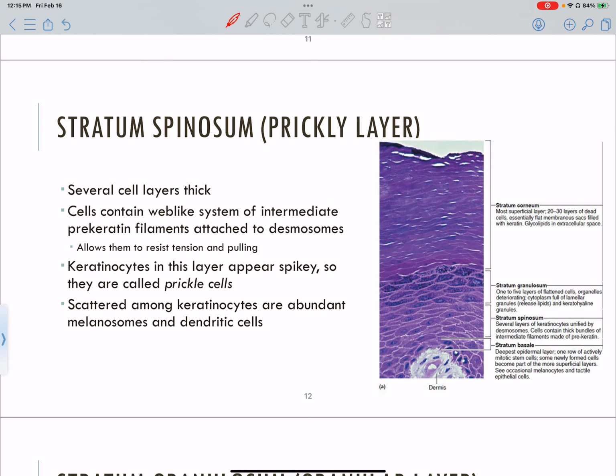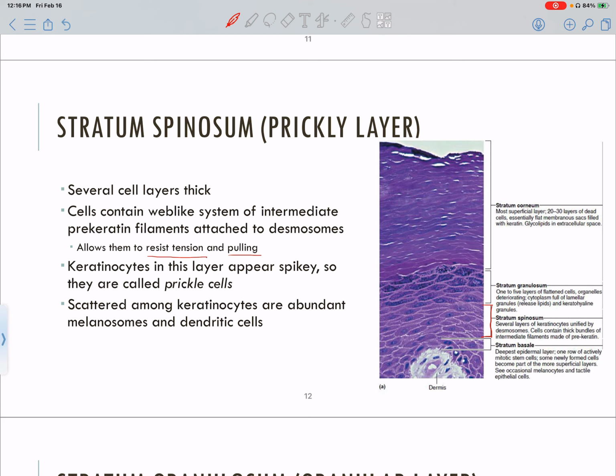The next layer, if we're going more superficially, is stratum spinosum. It's several layers thick compared to a single layer thick. So all the way right here would be our stratum spinosum. It contains a web-like system of intermediate prekeratin filaments. They are attached by desmosomes, which we talked about, and those allow for resisting tension and pulling forces. This layer appears spiky, so it's also called the prickly layer.